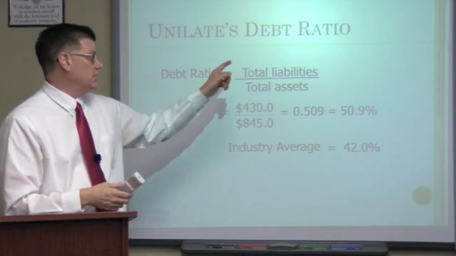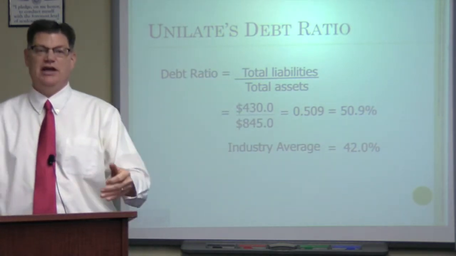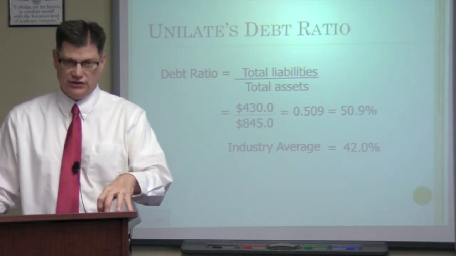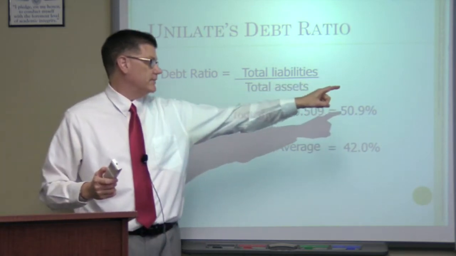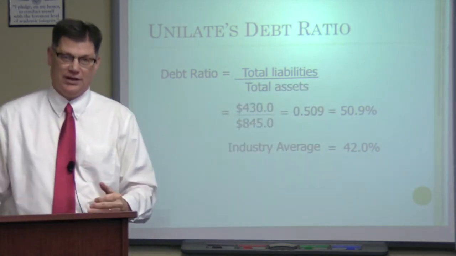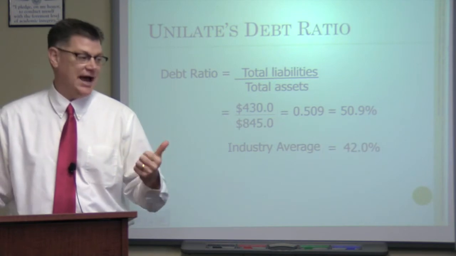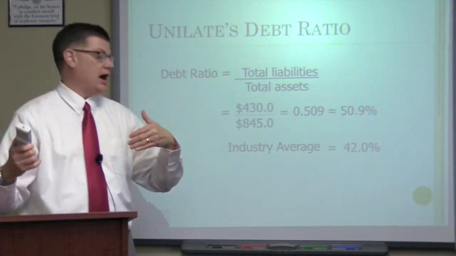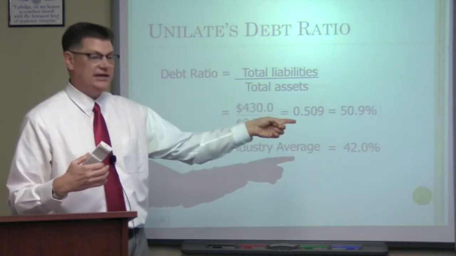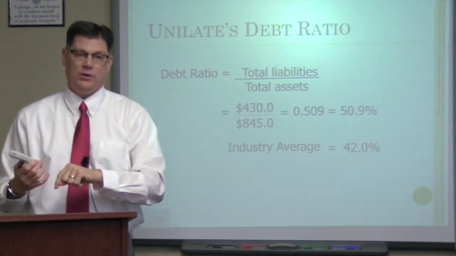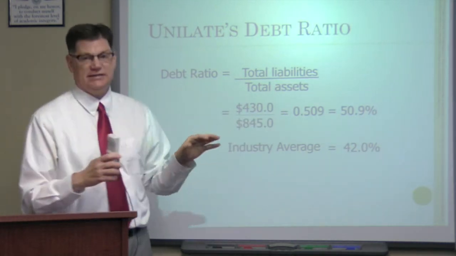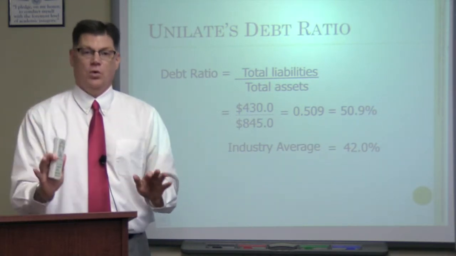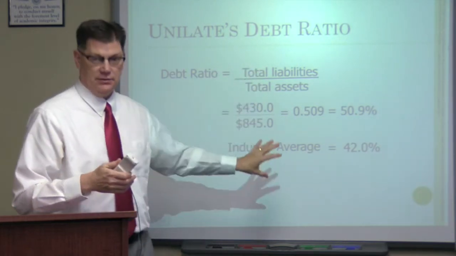So, debt ratio: liabilities over total assets. How much debt do you have? How much is being financed by debt? The question that would come up is, is that good or bad? And it's very, very relative. In this case, Unilate is not as good as the industry average, which means the industry average has, on the other side of it, 58% being financed by equity. Now, it's not necessarily good or bad to be financed by debt or equity. It is typically more expensive to have more debt than equity.